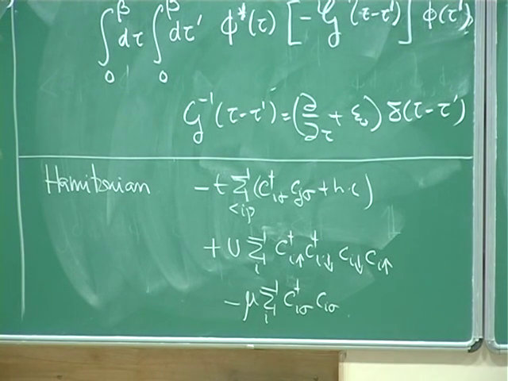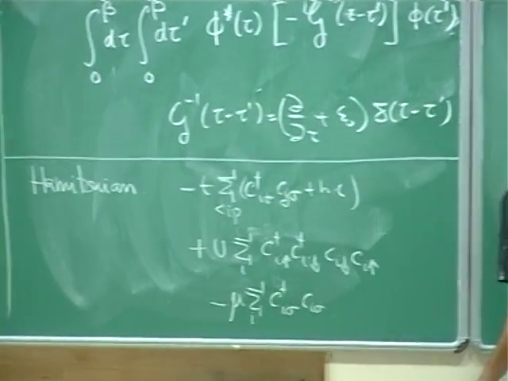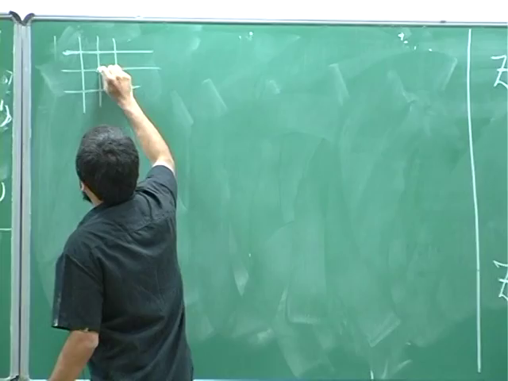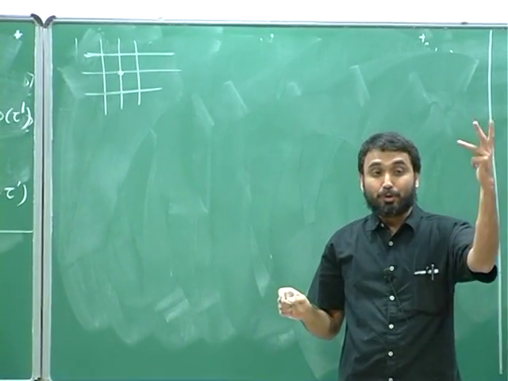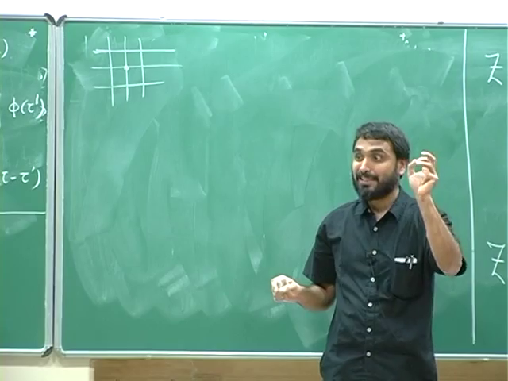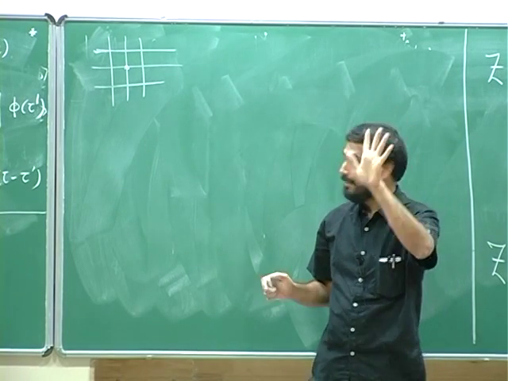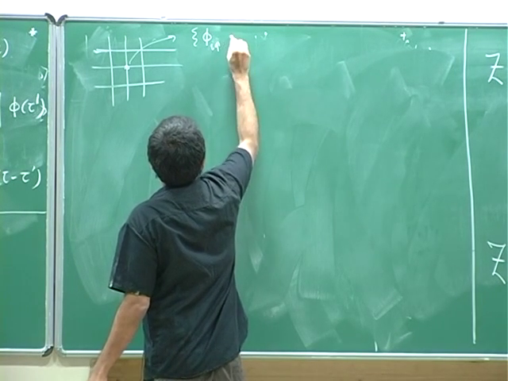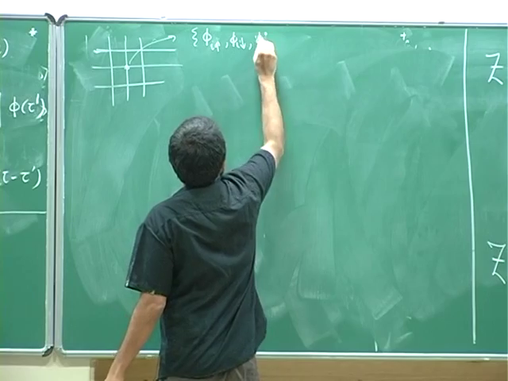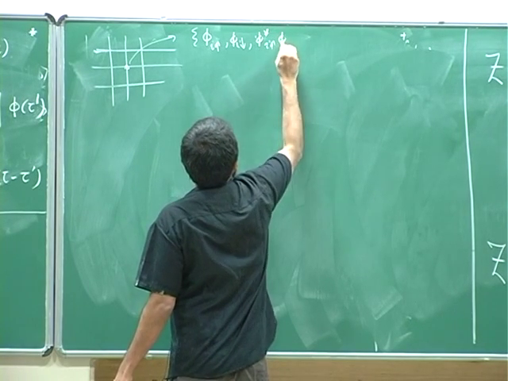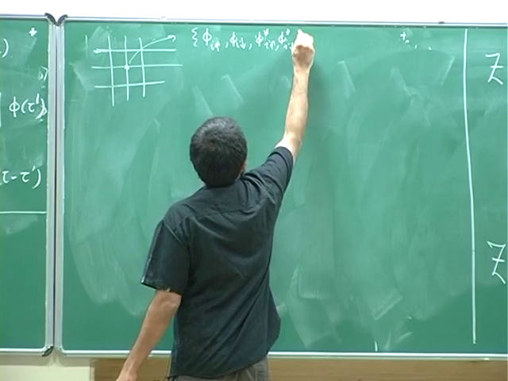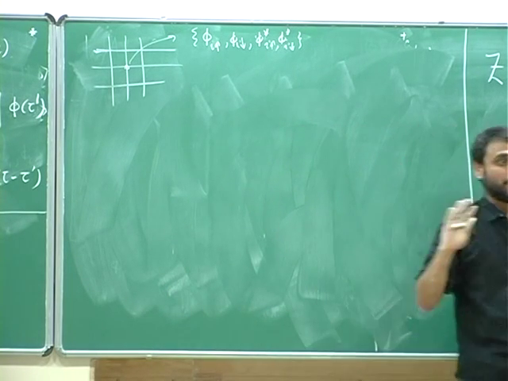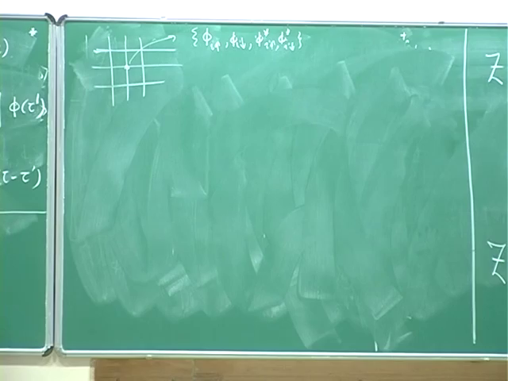Now to do this, what do I need to do? I need to go to every site. Imagine that I have some square lattice. At every site I put 4 Grassmann generators. What are they? Just go to this site: phi I up, phi I down, phi star I up, phi star I down. That's the set of Grassmann numbers that I'm going to use at every site.